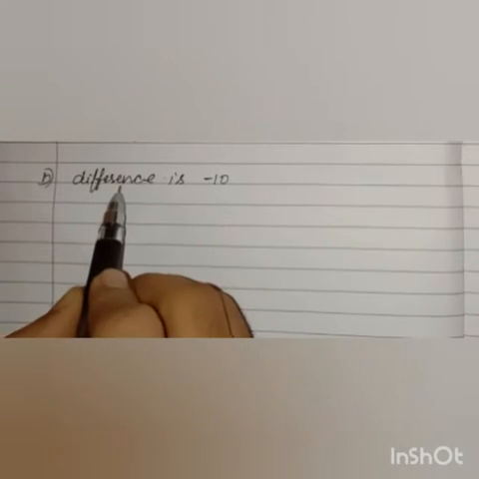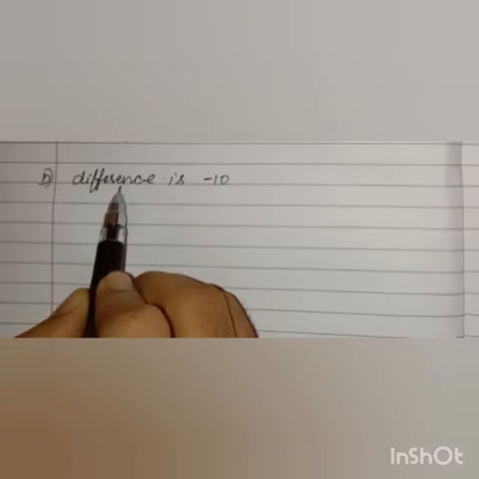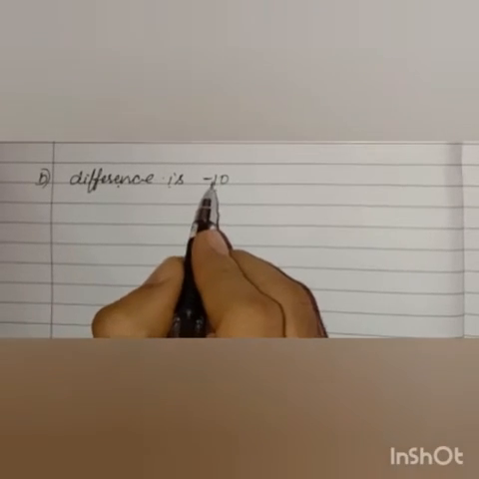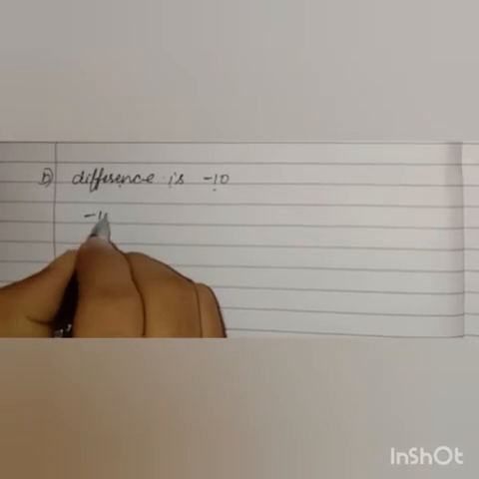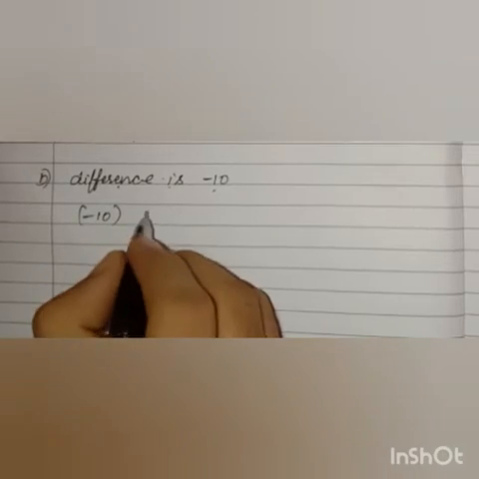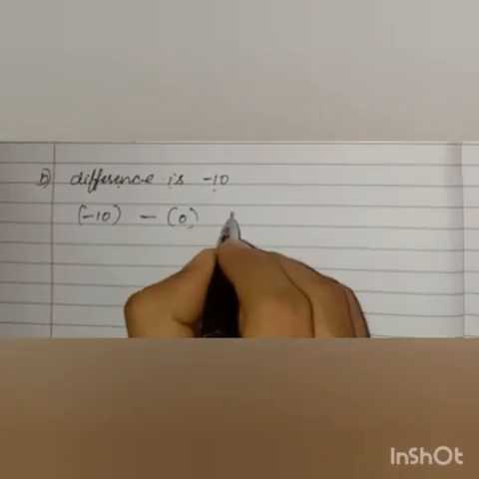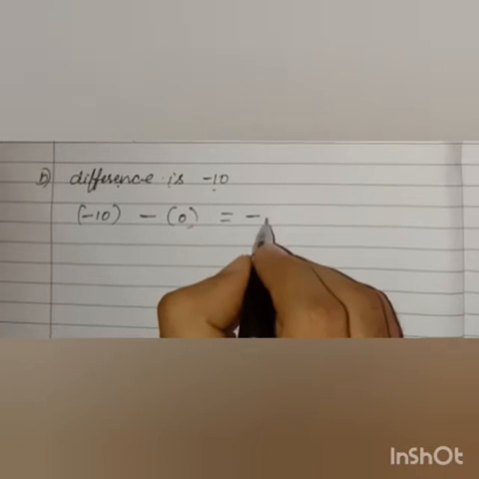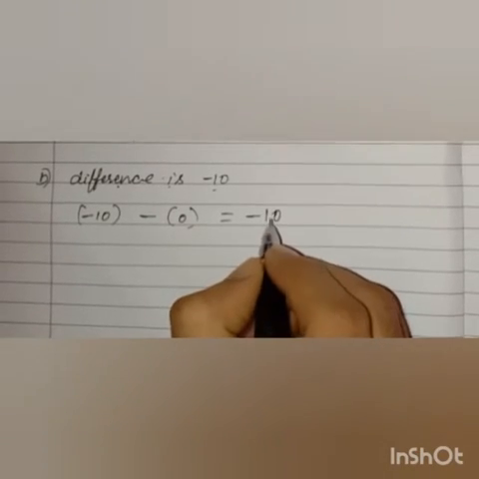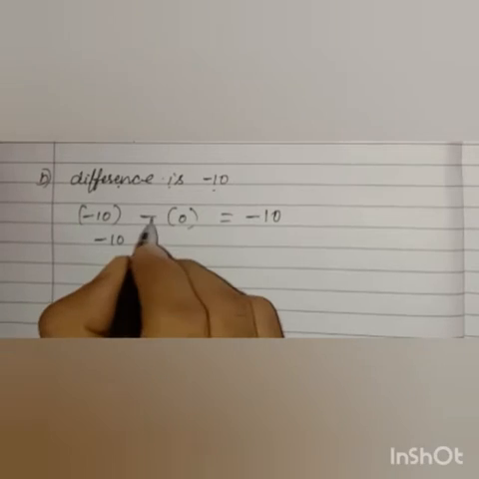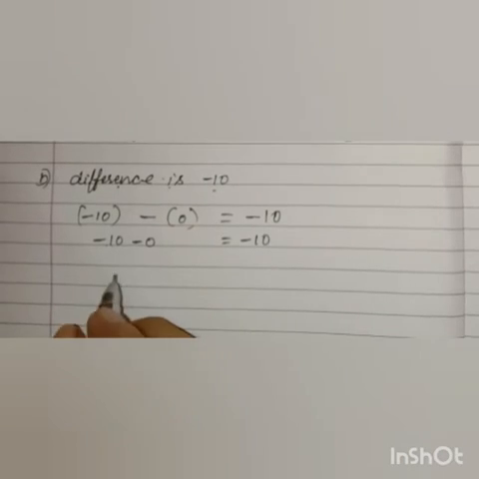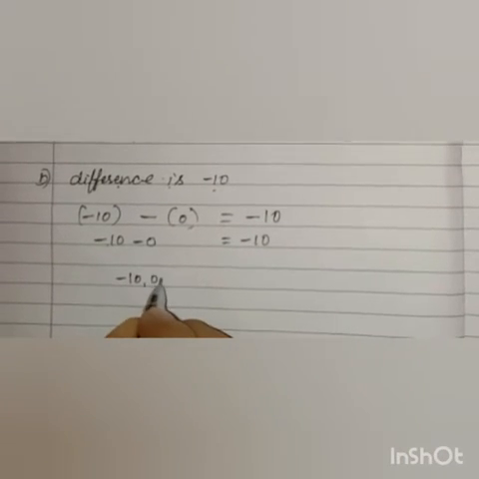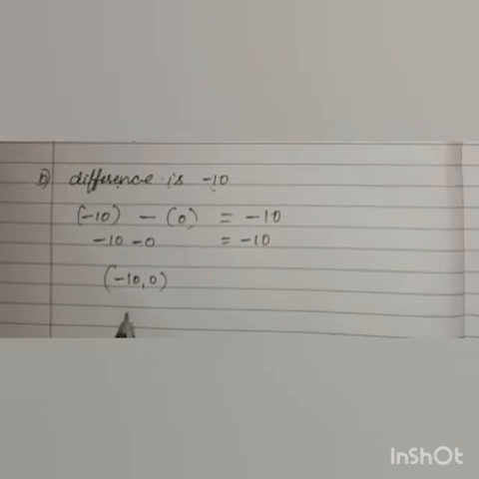Okay, children. And the next question, number B: if we subtract two integers, then the difference is -10. So let us find out the pair of numbers. Take for example -10 minus 0. If we subtract -10 minus 0, we will get -10, right? So -10 as it is, minus 0. So -10 minus 0 is -10. So this is one pair of integers whose difference is -10, right?